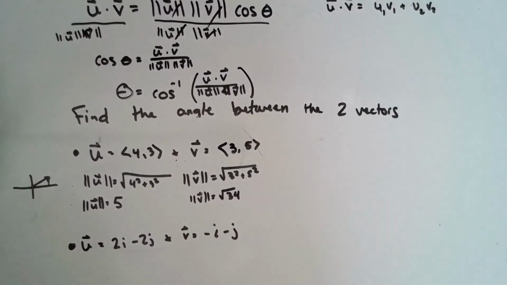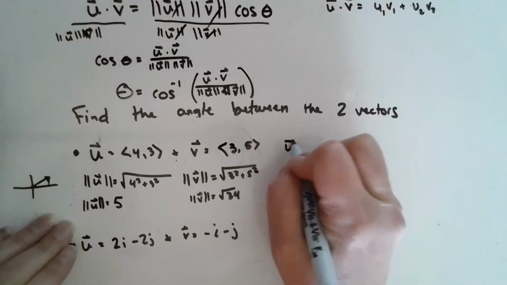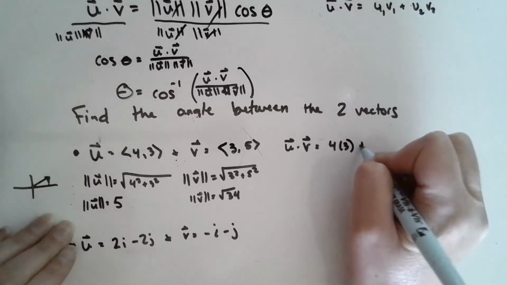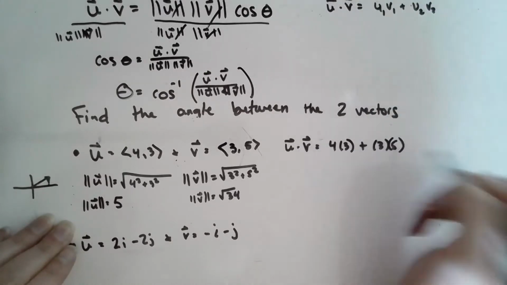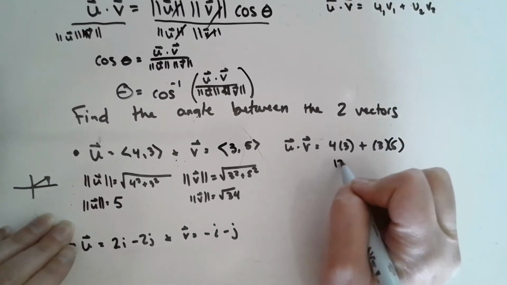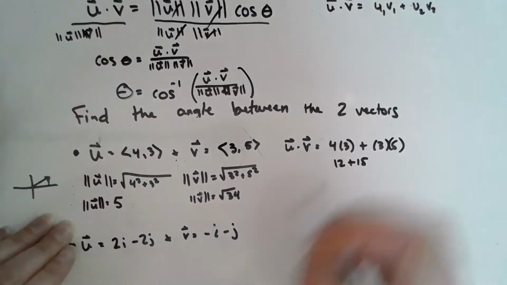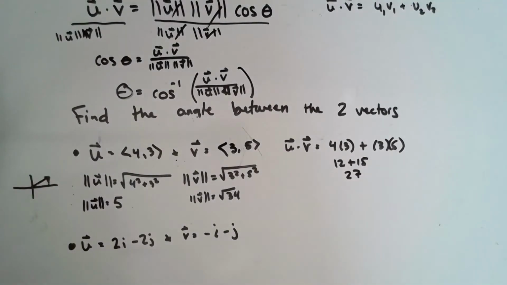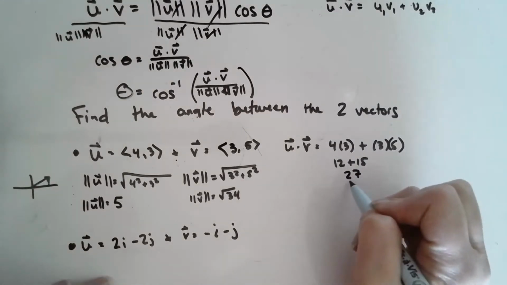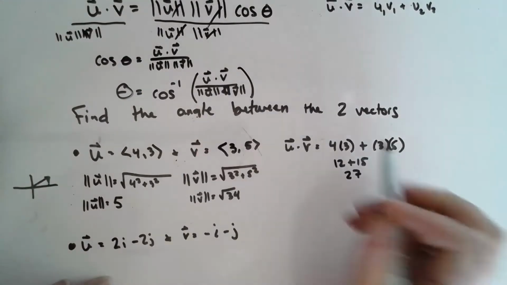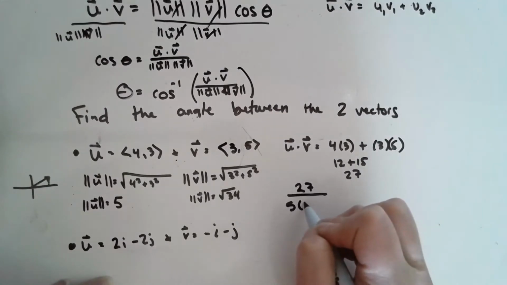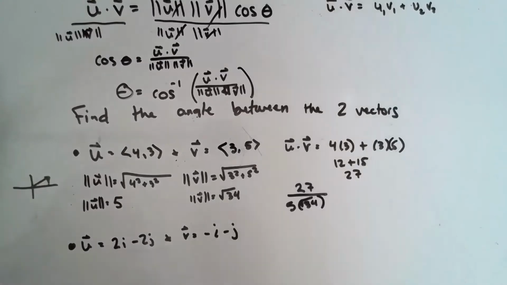So I've got their magnitudes figured out. Then let's go ahead and find the dot product between the two. So 4 times 3 plus 3 times 5. I'm going to get 12 plus 15, so 27. So there is my dot product. My equation says 27, the dot product, divided by 5 times the square root of 34.